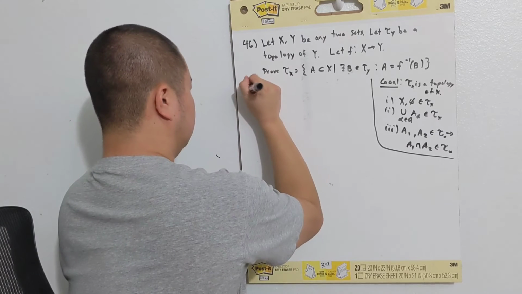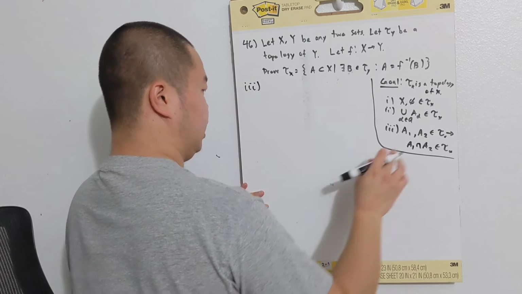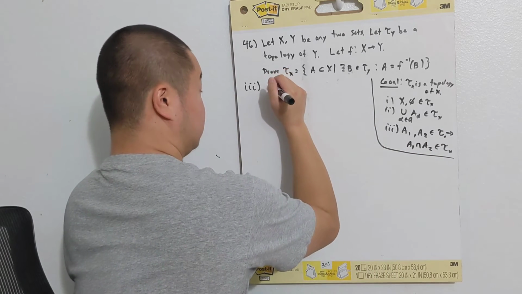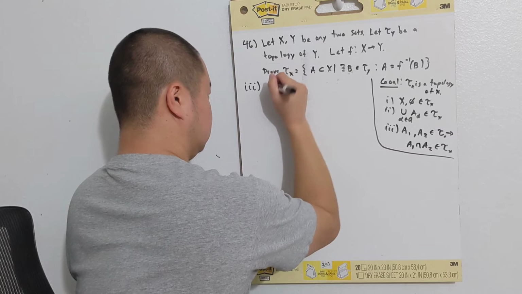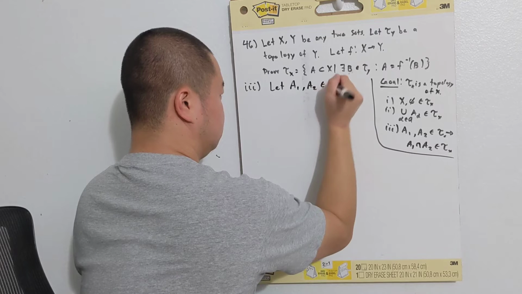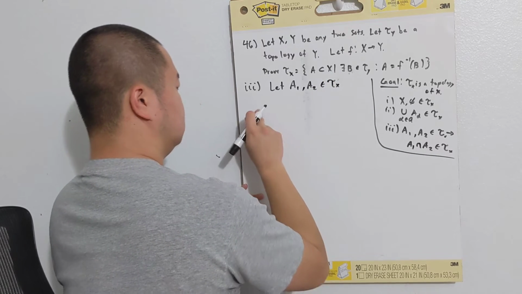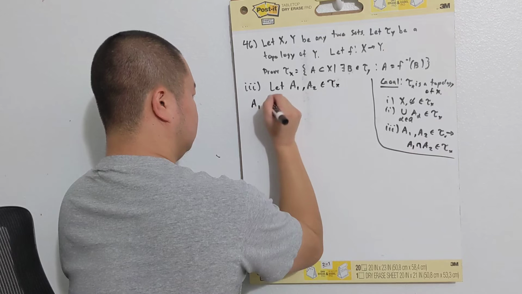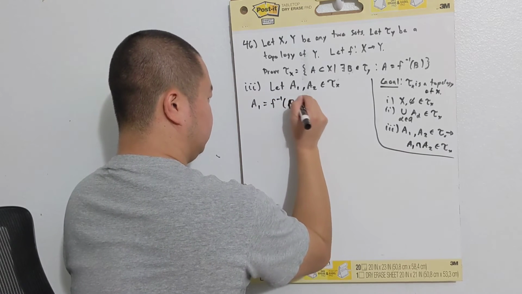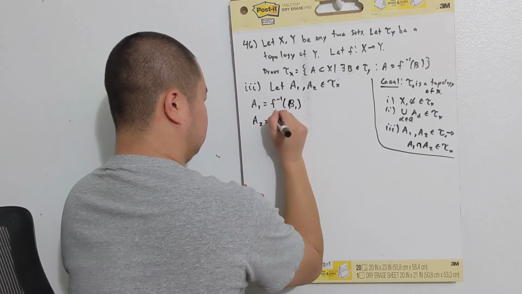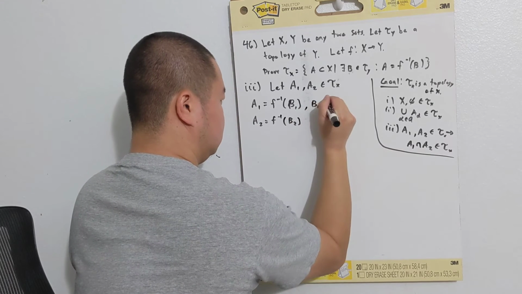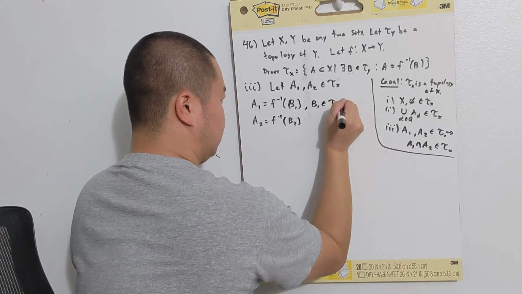So for part 3, if you have any two sets that are in tau of X, the intersection between the two sets is also in tau of X. Let A1, A2 be in tau of X. So we know that A1 is the inverse image of B1, and A2 is the inverse image of B2, where B1, B2 are in tau of Y.